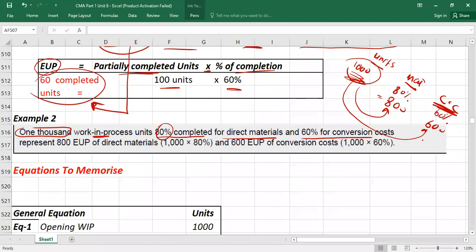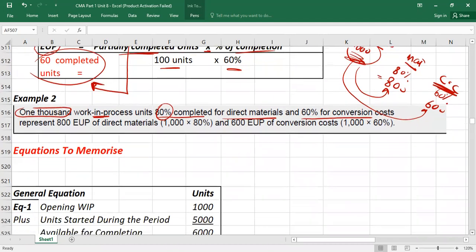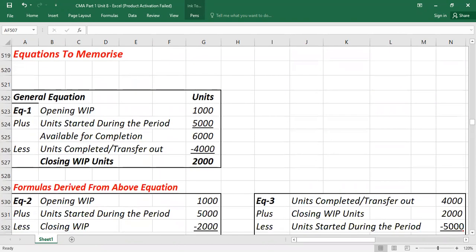Understood? I told you how this theory will work. This was the starting point: what are equivalent units? How will you get them? Units in closing work in process multiplied by the percentage of completion. If it is material, you multiply with the material percentage. If it is conversion cost, you multiply with the conversion cost percentage. Now we have one very, very important equation, because without it you cannot solve process costing questions.